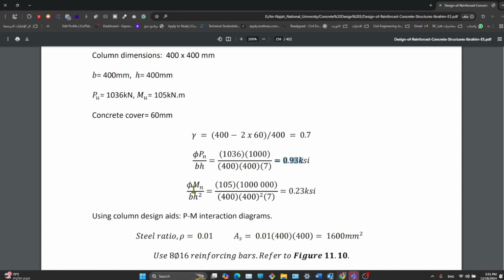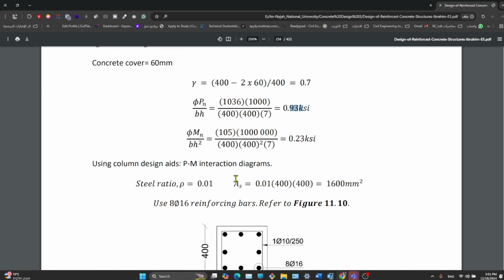And also for phi Mn, Mu here, which is Mc, the magnified moment, phi. The moment is in kilonewton meter. We need to convert kilonewton to Newton by 1000 and another 1000 for meter to millimeter, and also divide by 7. And we get these values. I mean, we get the point on the graph, right?